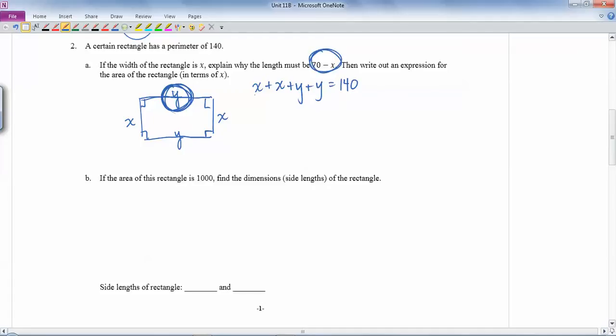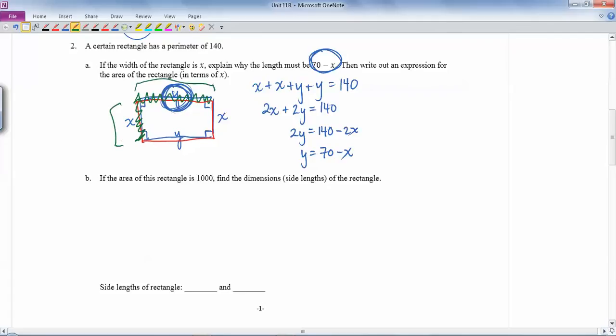So let's try to get y by itself. First we'll simplify: 2x plus 2y equals 140. So 2y has to be 140 minus 2x. And then I'll divide by 2 and get 70 minus x. So the length has to be 70 minus x, right? Another way of thinking about it is like this. If it's 140 all the way around the rectangle, then just this part should be half of 140. It should be 70. So if this part's x, the rest of it is what's left over from 70. So 70 minus x. That's kind of the more informal way to think about it.